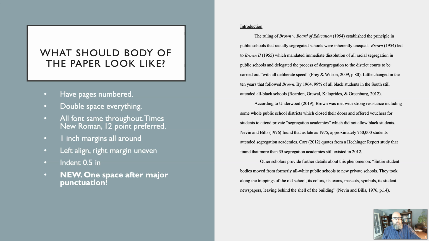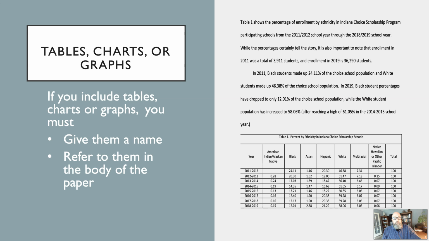Now, one thing that's a major change in APA 7 is that following major punctuation, you no longer have the 2 spaces like we're accustomed to, but now you just have one space after major punctuation. If you include tables, charts, or graphs, make sure you give them a name and talk about them in the body of your work.